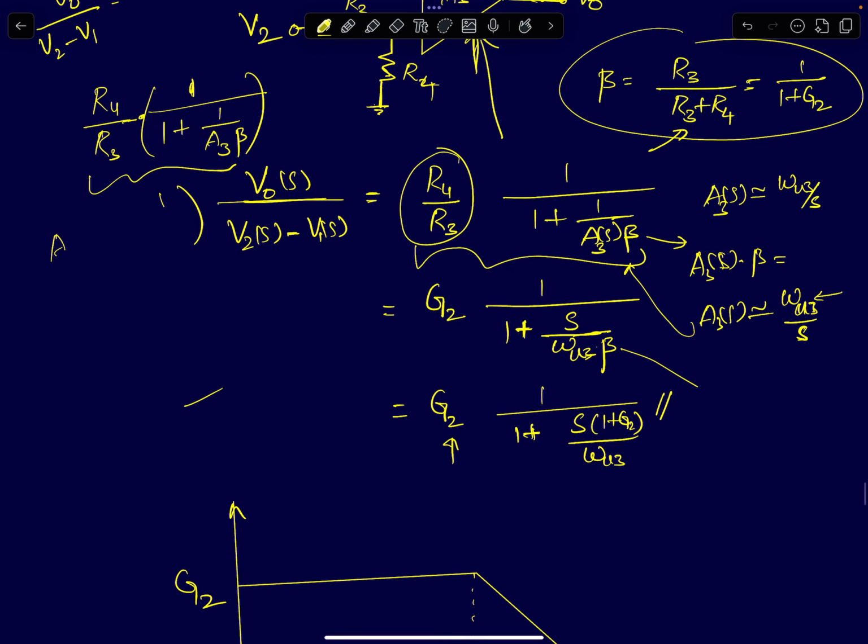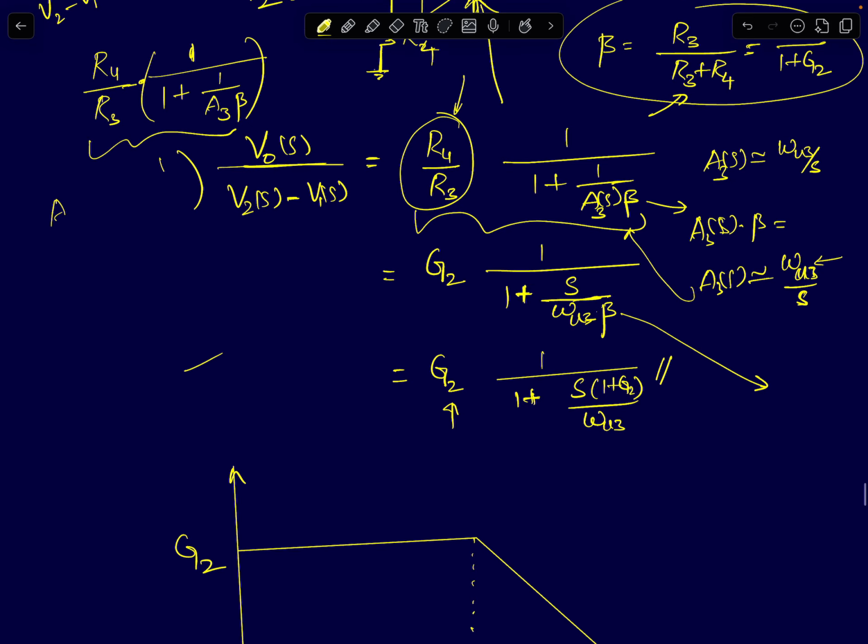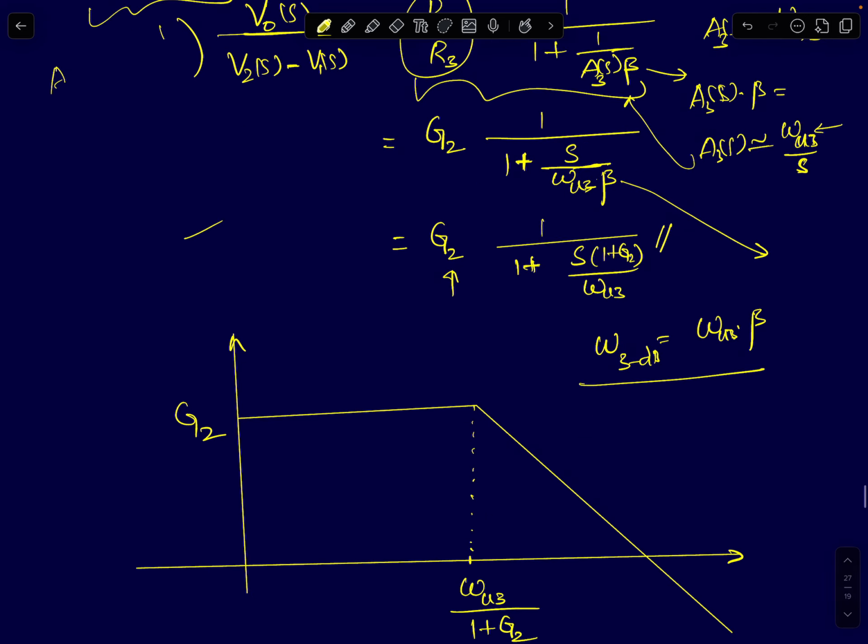All it says here is that the subtractor acts like a single pole low pass filter with a finite DC gain. And that low pass filter's 3 dB bandwidth, omega 3 dB, is given by omega U3 times beta. In the previous lecture, I just directly quoted this result. I didn't derive it, because I already derived it in the subtractor lecture, which is why I directly quoted it. That's what I've written here.